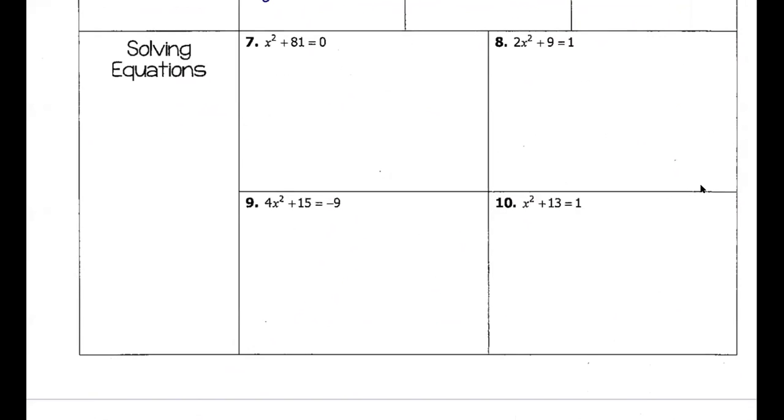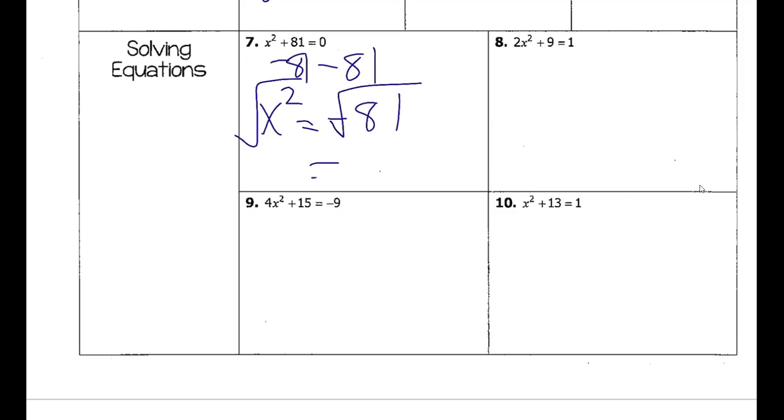So like I said, sometimes when you're solving equations like we did on the front page, if you ever get a negative number on the right side, like for number 7, I would have x squared equals negative 81. So when you square root that, I know right away if I have a negative number, I'm going to have an I. So I would have x equals plus or minus 9I for this one.